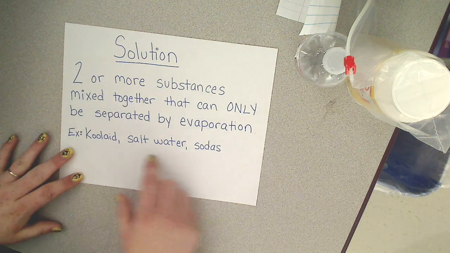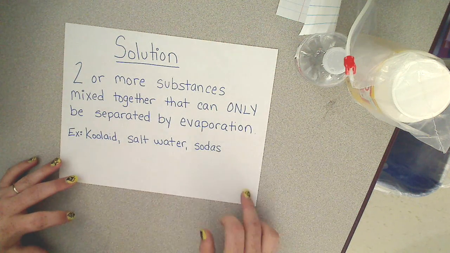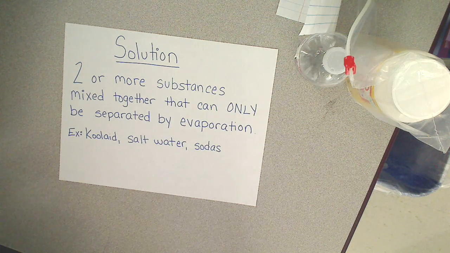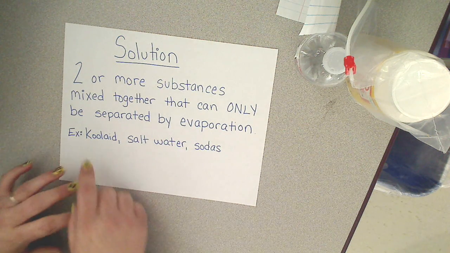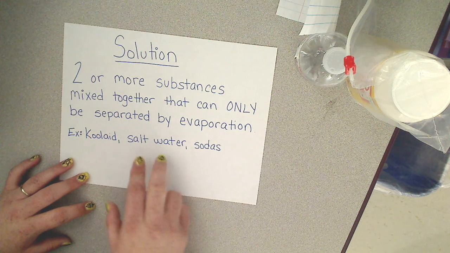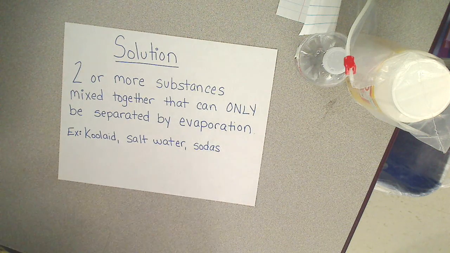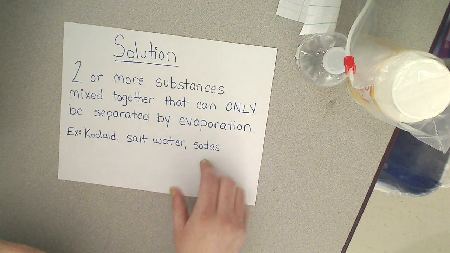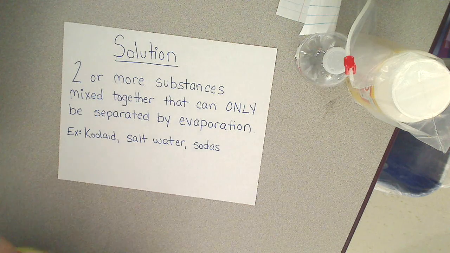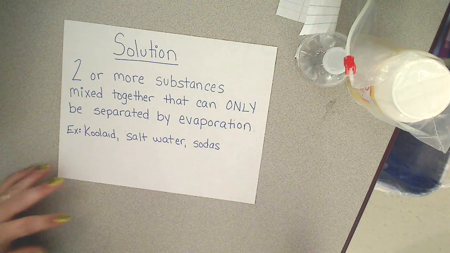As the water in each of them evaporates, how do these three solutions change? Because as the water disappears, what are you going to be left with in the Kool-Aid? As the water evaporates, what happens to the salt water when the water is gone? What happens to soda when that water evaporates? So those are the three that I highly recommend that you can do at home.